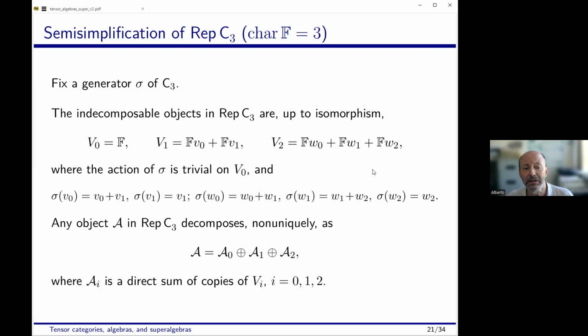And then any object in this category decomposes as a direct sum of copies of V0, a direct sum of copies of V1, and a direct sum of copies of V2. It's just taking a Jordan decomposition, or taking the Jordan canonical form, if you wish, of the linear automorphism sigma.